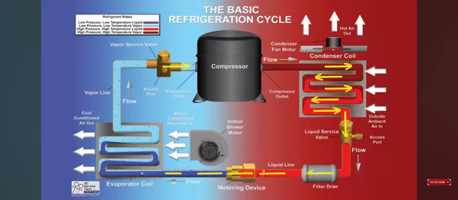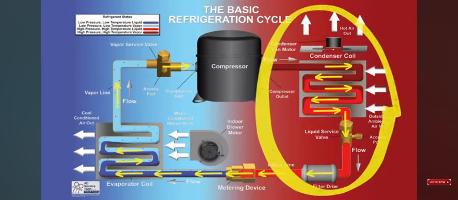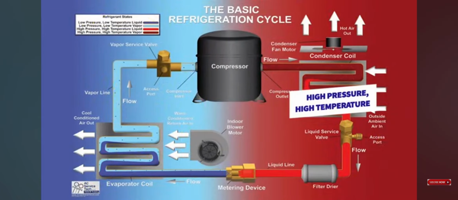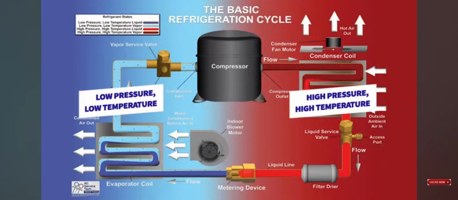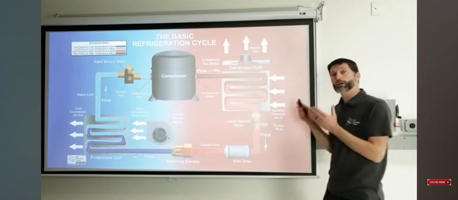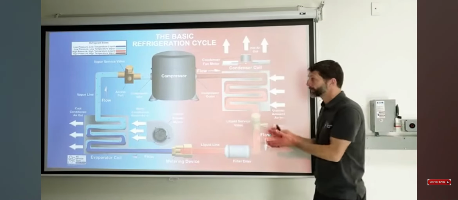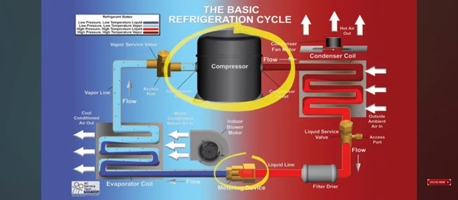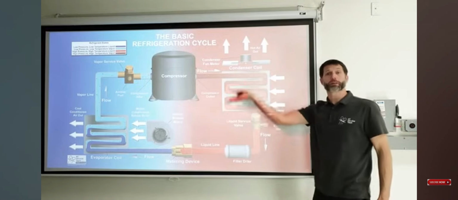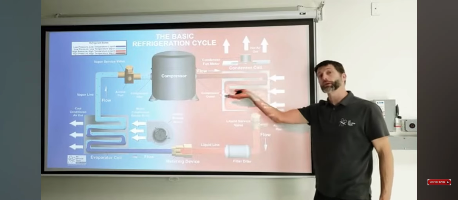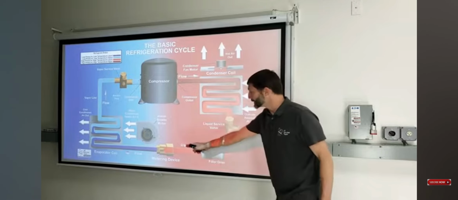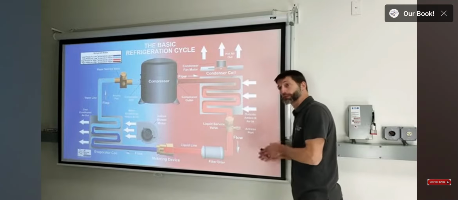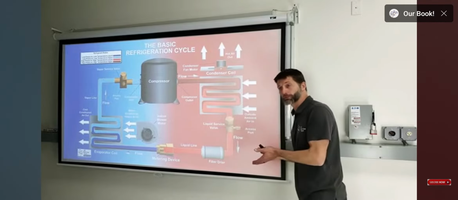Students to understand, and we have this side in red and that side in blue because this is the high pressure, high temperature side, and the other side is a low pressure, low temperature side. You have two components in any system that separate the high and low pressure sides, and that's the compressor and the metering device. So the compressor's job is to increase the pressure of the refrigerant in order to increase the temperature. The metering device's job is to lower the refrigerant's pressure in order to lower the temperature of the refrigerant.